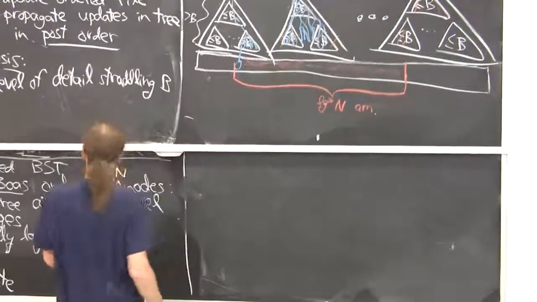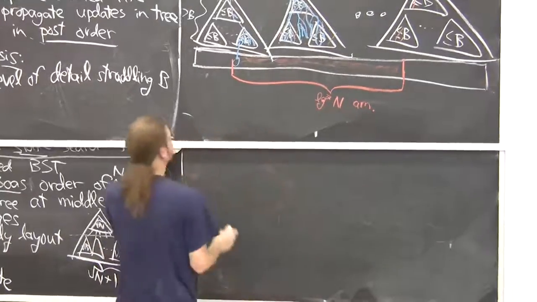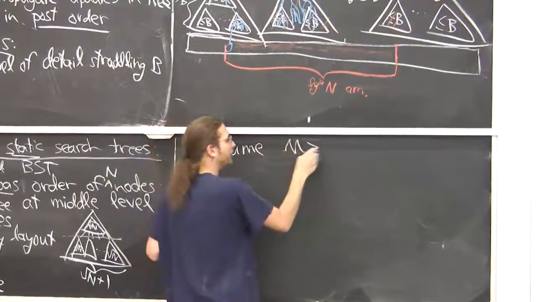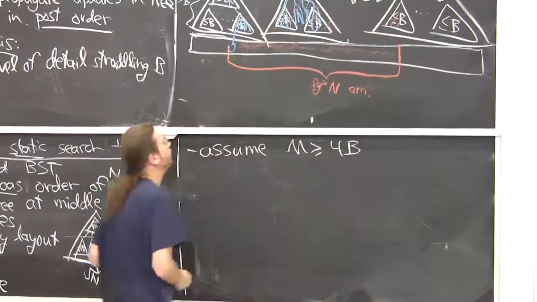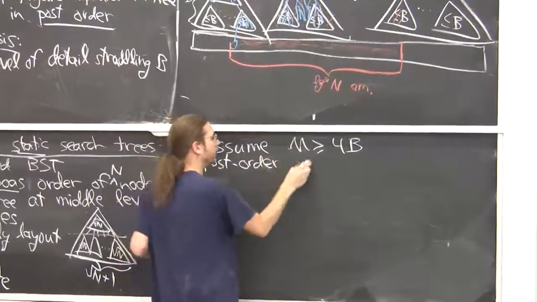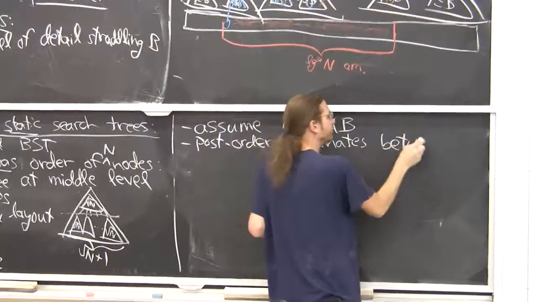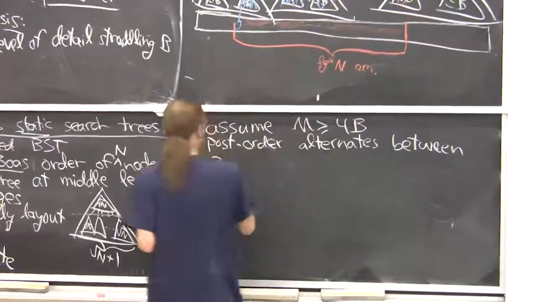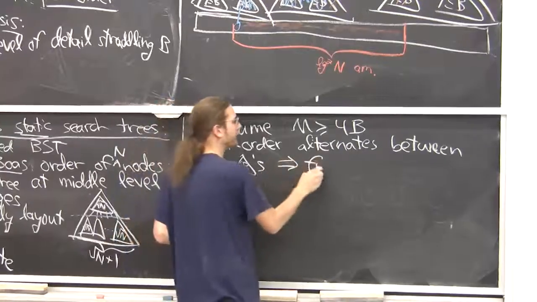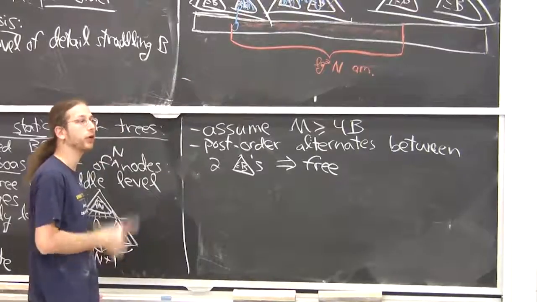So we assume that we have at least 4 blocks of cache. Post-order traversal alternates between 2 little triangles. So this part is free. The only issue is how many little triangles do I need to load overall?